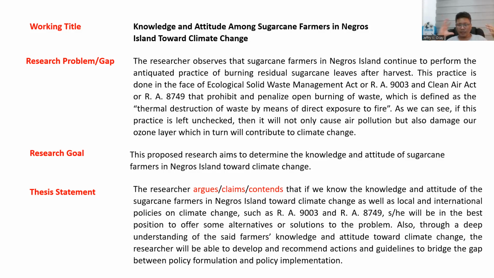Because look, there is already a policy that says no to open burning of waste. And as you can see, in reality, sugarcane farmers, most of them in Negros Oriental and Negros Occidental, are burning the residual sugarcane leaves after harvest. And so there seems to be an inconsistency, a gap between policy formulation and policy implementation.